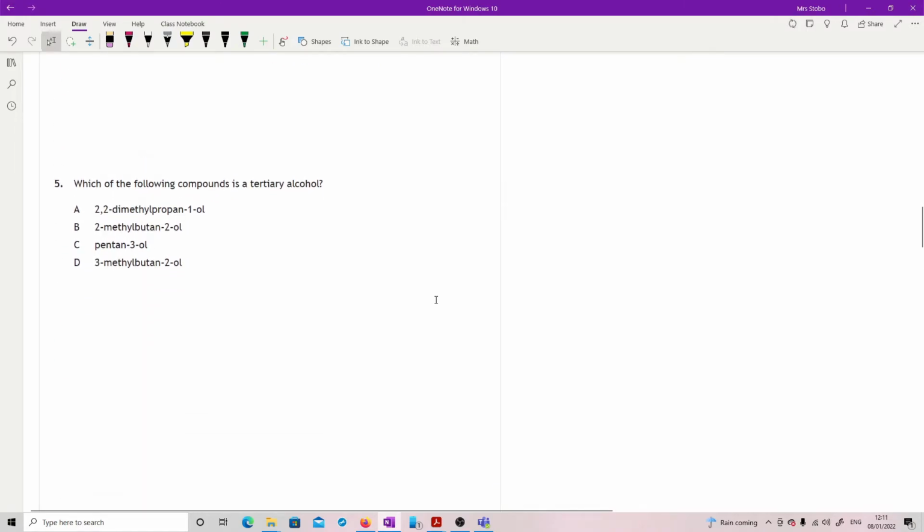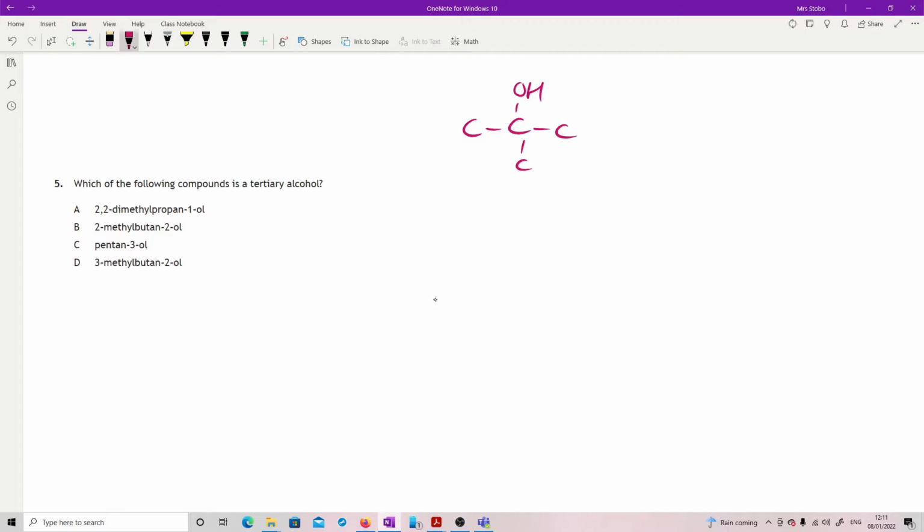Okay, which of the following compounds is a tertiary alcohol? To be honest, I think you're just going to do a bit of work for this one. I think it's easier if you just draw them out. So we're looking for a tertiary alcohol. A tertiary alcohol must have the hydroxide attached to a carbon, and that carbon must then be attached to 3 other carbons.